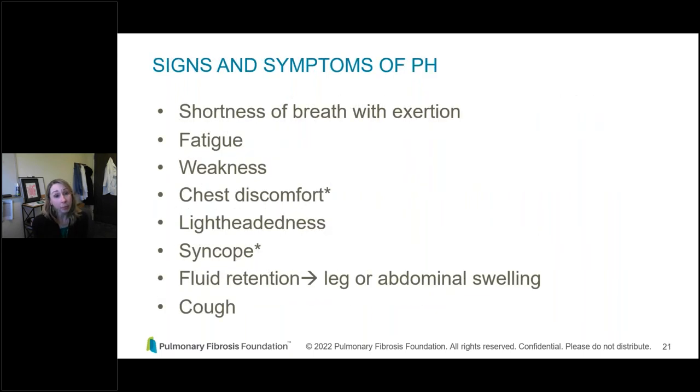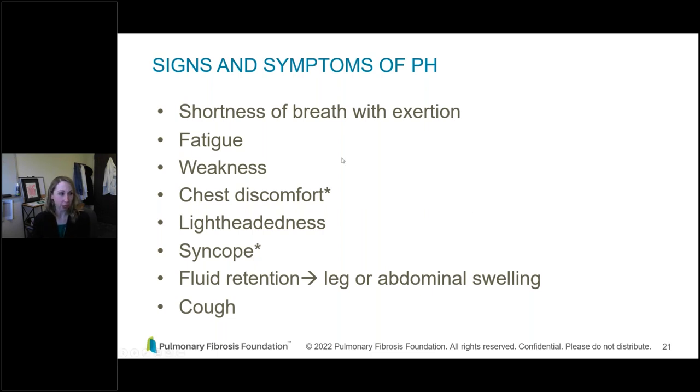Common signs and symptoms of pulmonary hypertension include shortness of breath with exertion, fatigue, weakness, chest discomfort, lightheadedness, syncope, which is fainting. You can get fluid retention. As the right side of your heart dilates, blood flow is backing up, and that can further back up and lead to extra fluid in your abdomen or your legs, and then coughing.